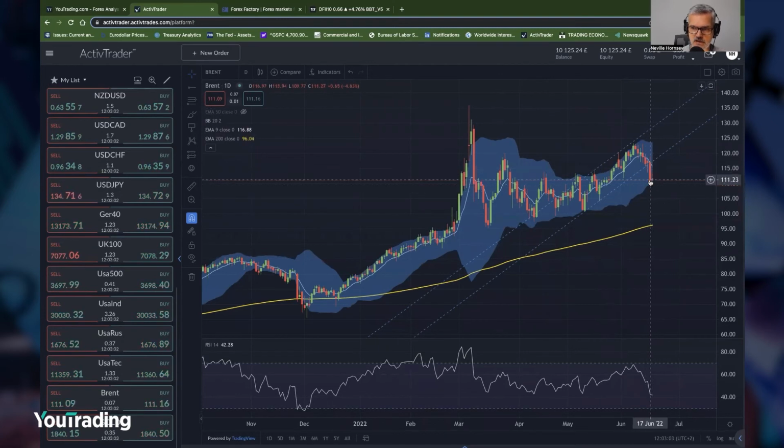We could potentially rise up, test the 113 to 114, and maybe even the sort of back end of this rising channel, this trend line, see if that acts as resistance and then pull back down.